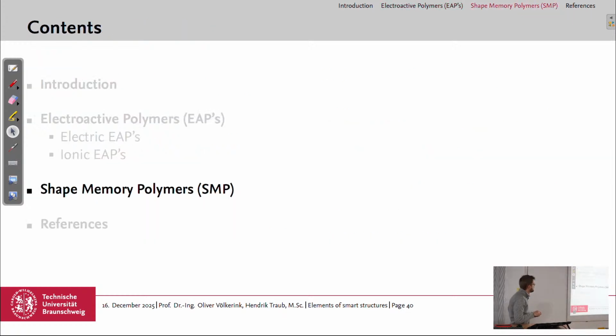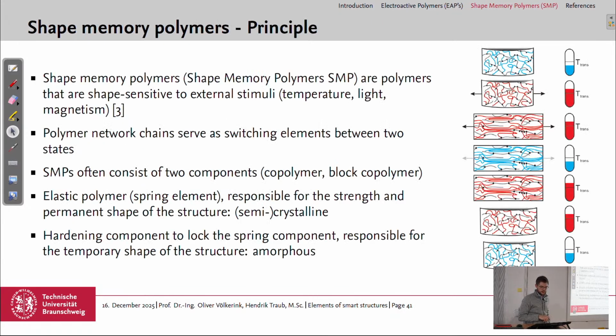So with this, we close the electroactive polymers and go over to the shape memory polymers, only briefly, but it's also a functional polymeric material. Shape memory polymers are polymers that are sensitive to external stimuli, for example, temperature, light, or magnetism. And we have 2 polymer components, which we can use as a switching element between 2 states. As mentioned, they often consist of 2 components, which are also called copolymer or block polymer.